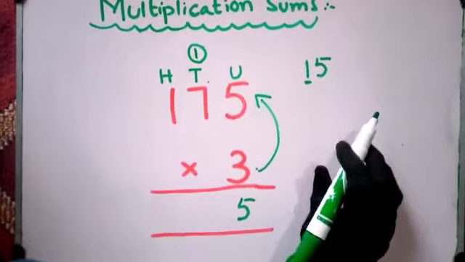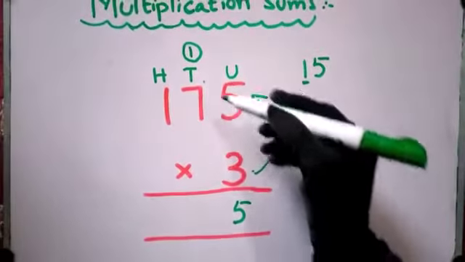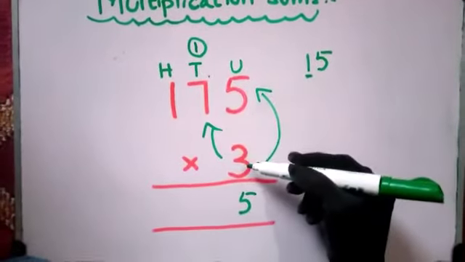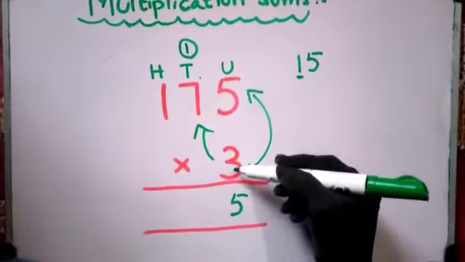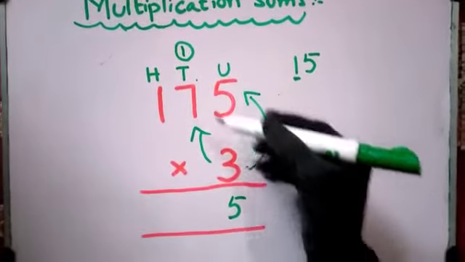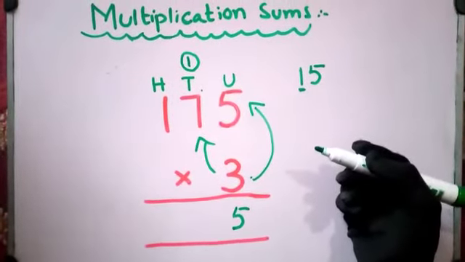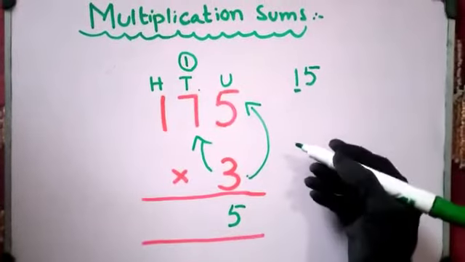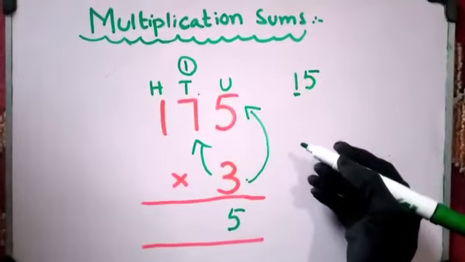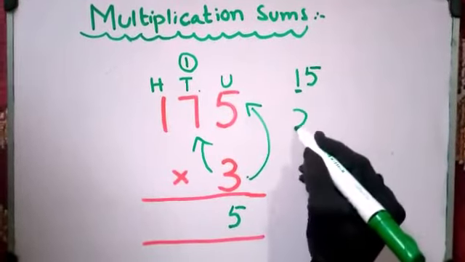Now again, we multiply the numbers in tens column. We read table of 3 up to 7. 3 ones are 3, 3 twos are 6, 3 threes are 9, 3 fours are 12, 3 fives are 15, 3 sixes are 18, 3 sevens are 21.